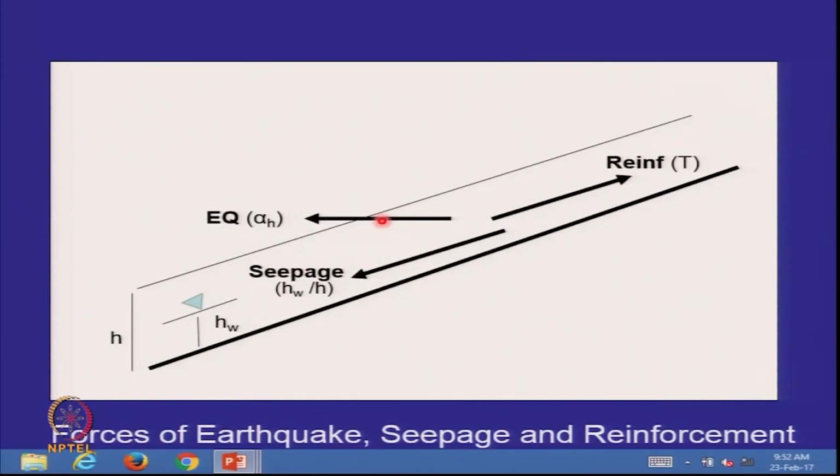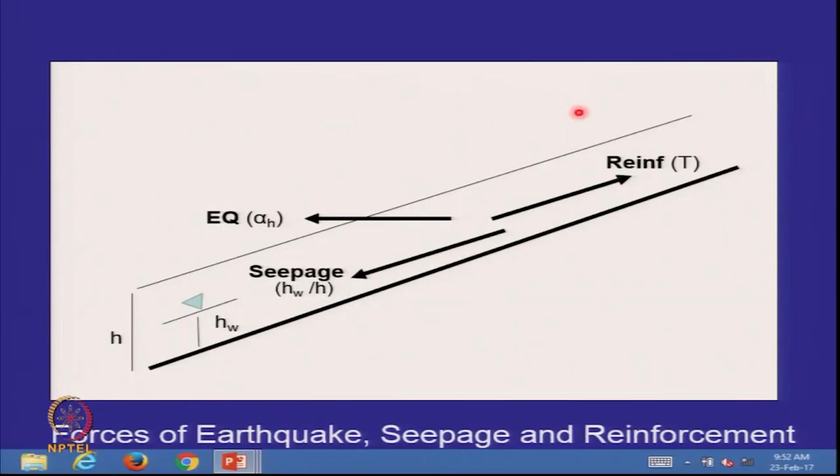Other than the weight of the soil, there are other factors which cause the factor of safety to go down or go up. If you have seepage, then the rainwater tends to travel downwards, so it causes the factor of safety to go down. If you have an earthquake, a horizontal acceleration may emerge, which will cause the factor of safety to go down. If you have a reinforcement, it will give you a T, which will enhance the resisting force, and therefore your factor of safety will go up. So, these are the three major things that you have to take into account.